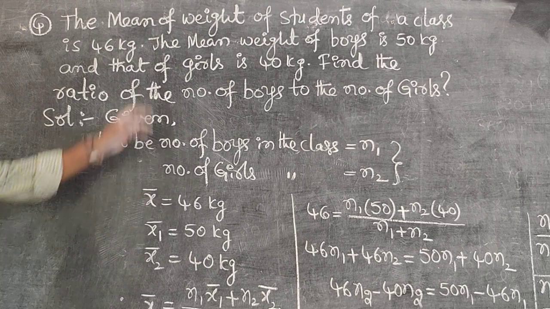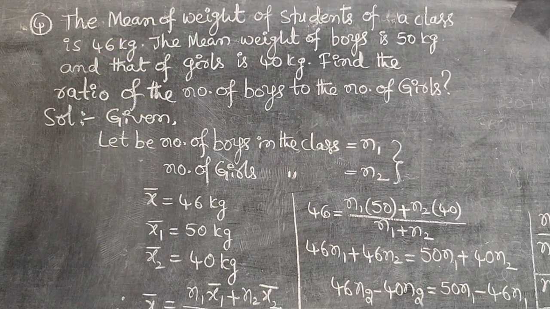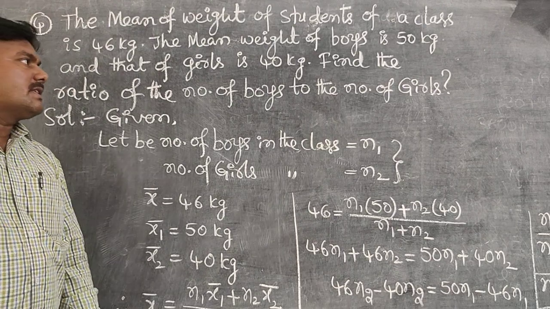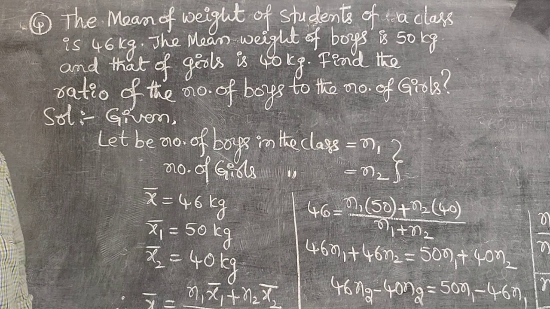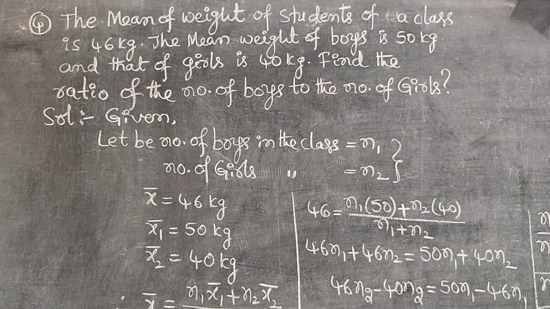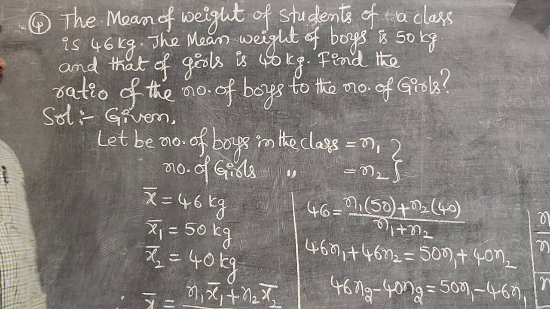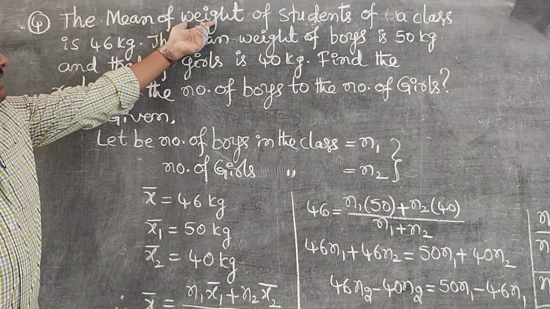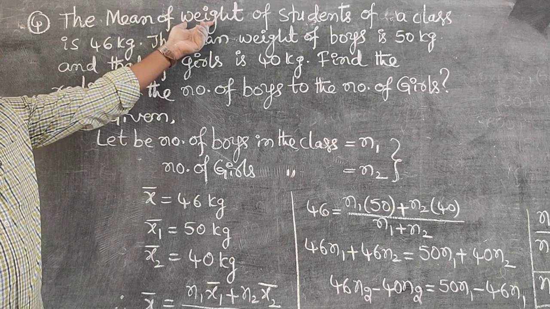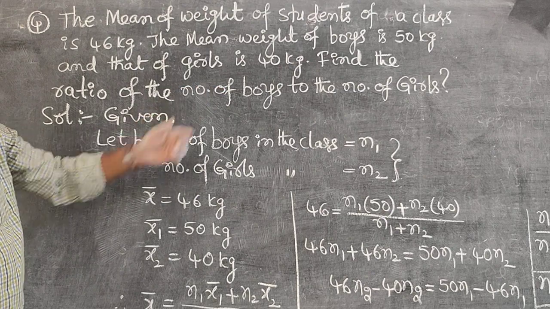Fourth problem. The mean weight of students of a class is 46 kilograms. The mean weight of boys is 50 kilograms and that of girls is 40 kilograms. Find the ratio of the number of boys to the number of girls. Since it is a class, boys and girls are both included. So first of all we find the number of boys and the number of girls.